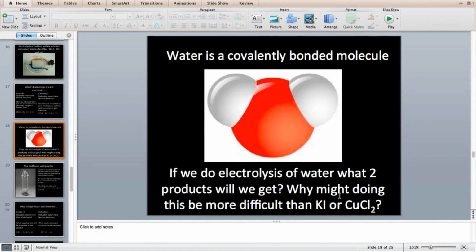Now, the problem with water, girls, pure water is covalently bonded. It does not conduct electricity very well. So when we're doing the electrolysis of water, we have to use a special piece of equipment called the Hoffman voltammeter. I'll show you a picture of that in a second. And we have to add sulfuric acid to it to allow the conduction of electrons here.